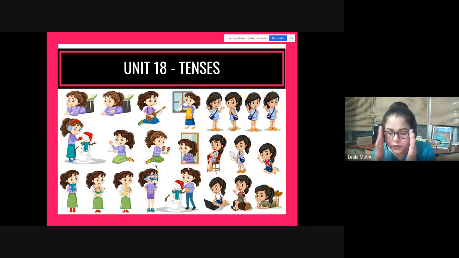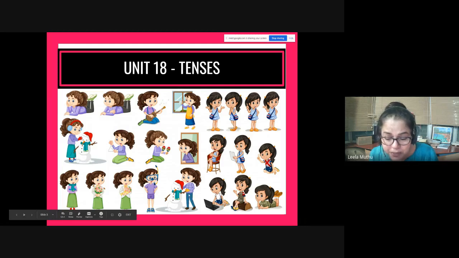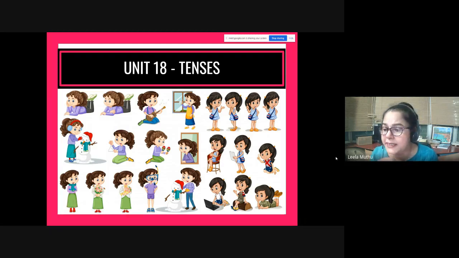All right? So all these are actions, all these are verbs. The first one is watching, building a snowman, playing the guitar, and here she's playing with some toys, looking out of the window, and here she's just kind of modeling with her pretty outfit, and here she's sitting down, here she's reading, she's on the laptop. So many things are happening, so many actions all around the place, okay?